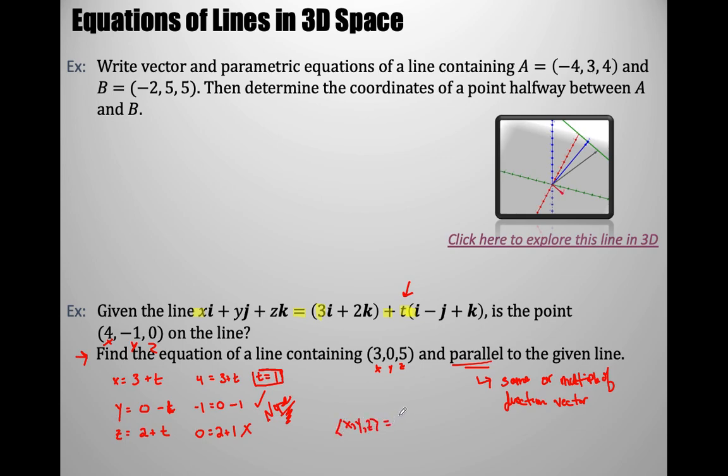If I wanted to write it in vector form, I would say the given point. Or any multiple. 2, -2, 2, 3, -3, 3, -2, positive 2, -2, right? Any multiple of your direction vector would make you parallel. Alright, moving on. Next.